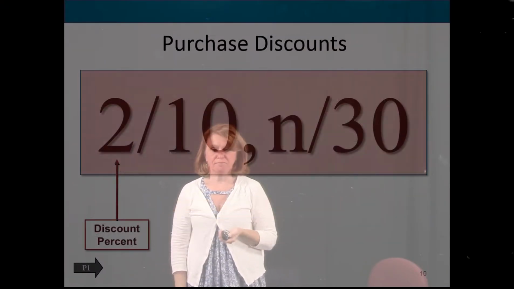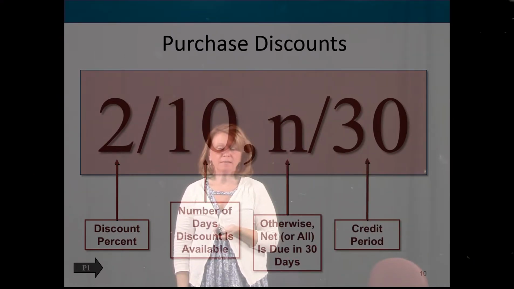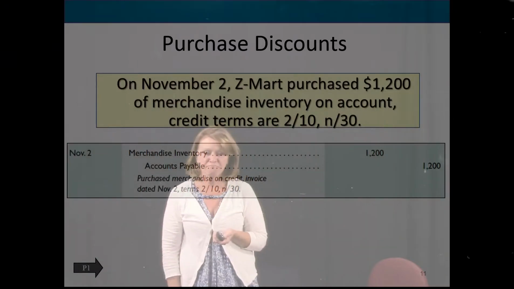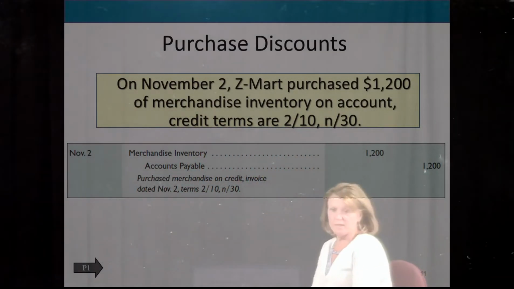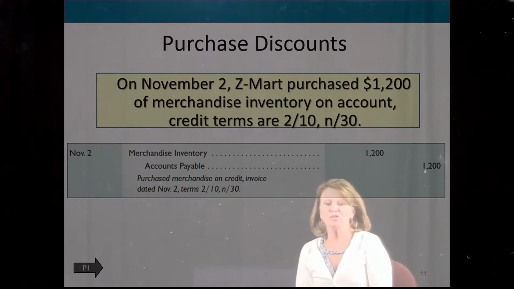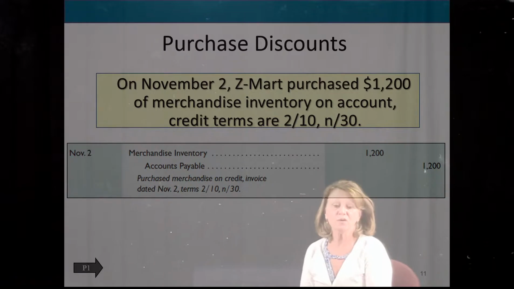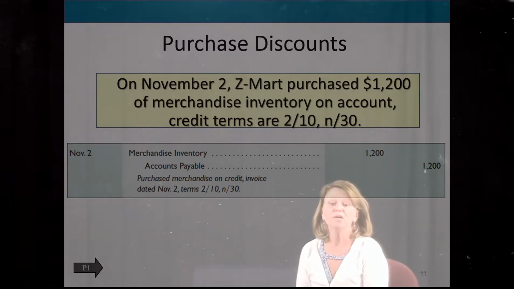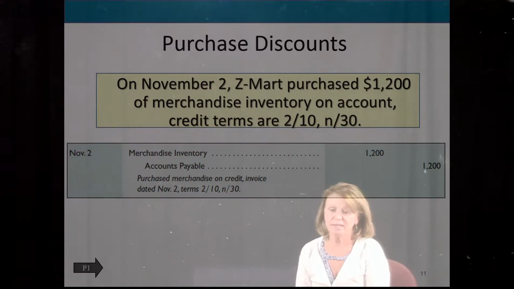Okay, we told you 2/10 net 30. So this is how it is recorded in a journal entry. On November 2nd, Zmart purchased $1,200 of merchandise inventory on account. Credit terms are 2/10 net 30: 2% if paid in 10 days, the full amount if paid within 30 days.